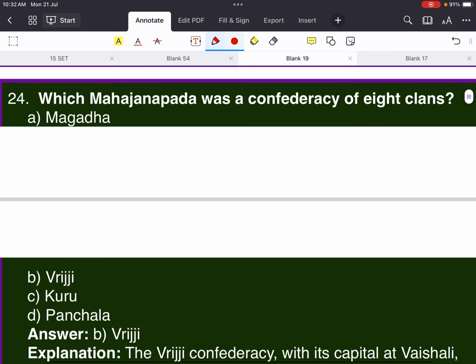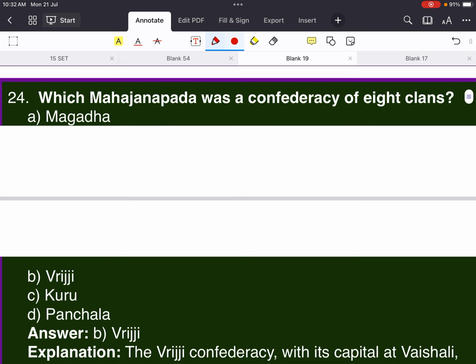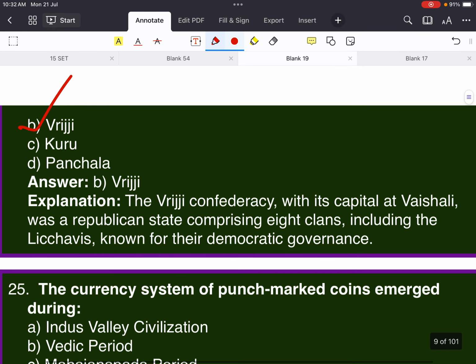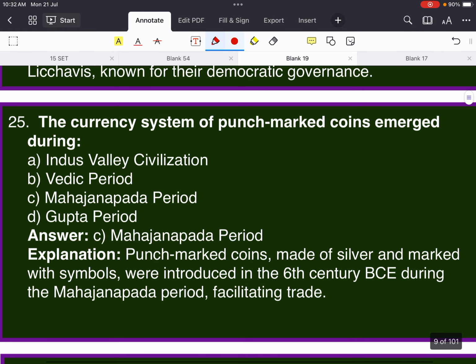Which Mahajanapada was a confederacy of 8 clans? That is Vriji. Option B. The currency system of Punch-marked coins emerged during the Mahajanapada period. Option C. Punch-marked coins made of silver and marked with symbols were introduced in the 6th century BCE during the Mahajanapada period, facilitating trade.